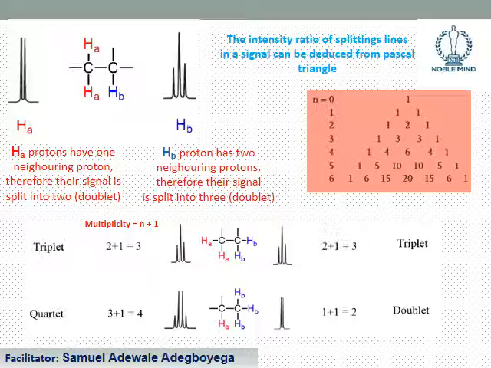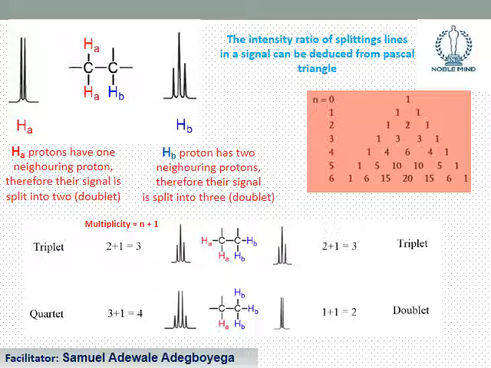If you check the environment, the neighboring atom or proton to HA is HB, and HB is just one proton there. And don't forget, our multiplicity is n plus 1, so meaning that the n in HB is just one proton, plus 1, making 2. So for one proton you add 1 to it, and that means you are expecting 2 signals.